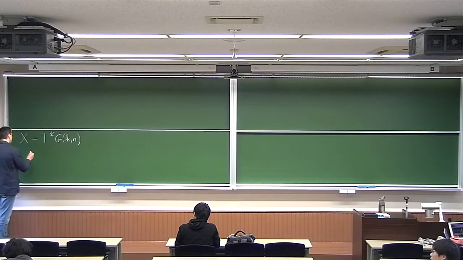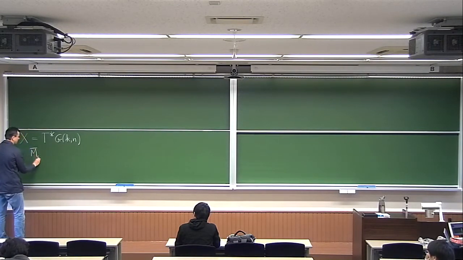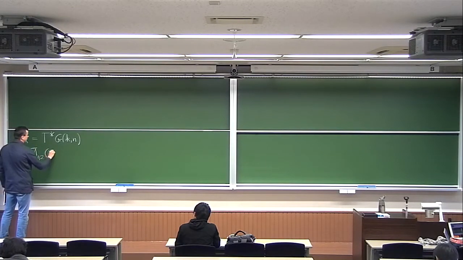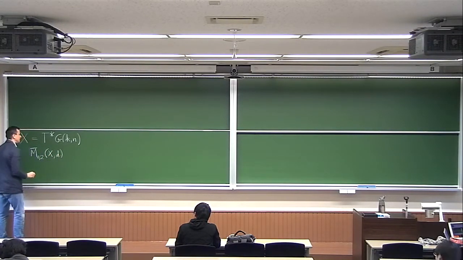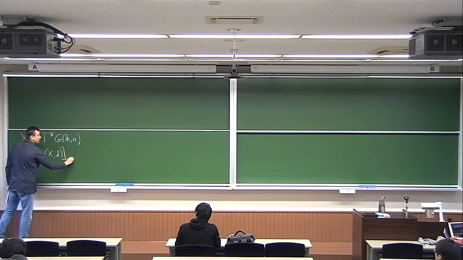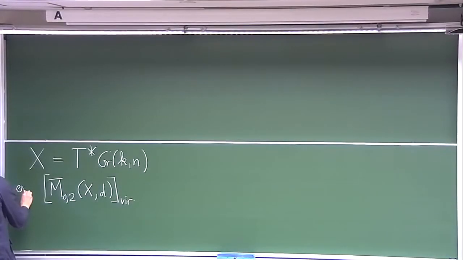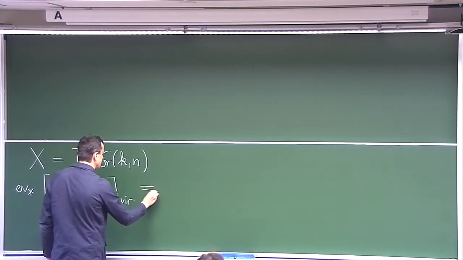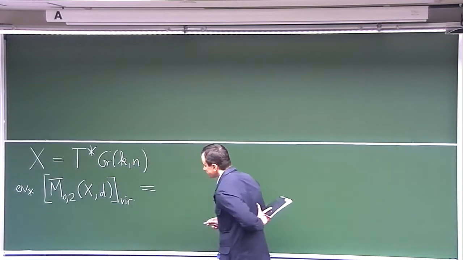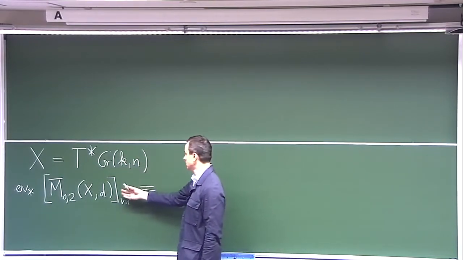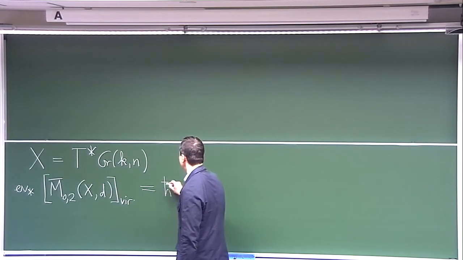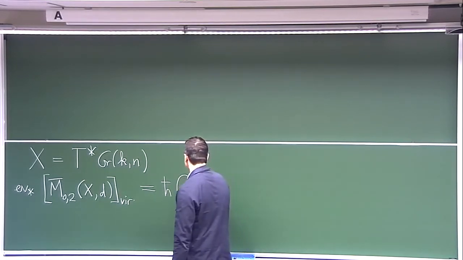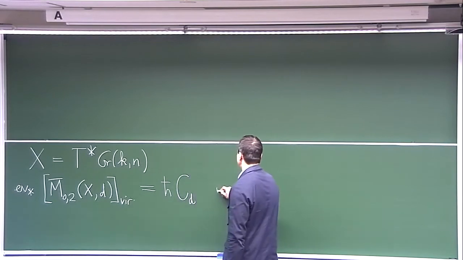So what do we do? We look at the moduli space of two-pointed rational curves in X of some degree d. We look at its virtual fundamental cycle, and we push it forward under evaluation of these two marked points. And so then we get this. First of all, as we discussed, there's a factor of h bar, and then some cycle, which I think I denoted CD.